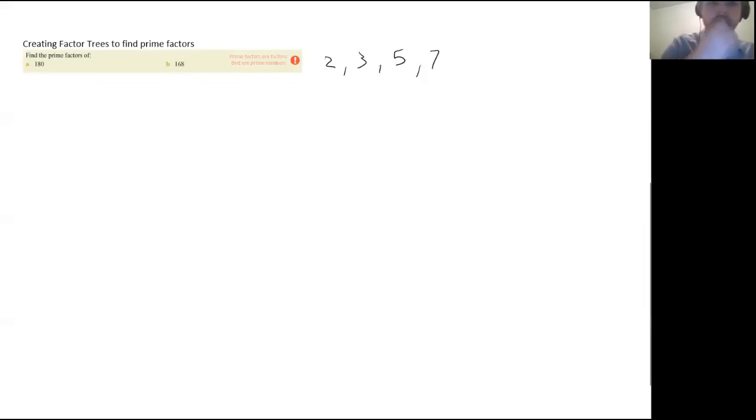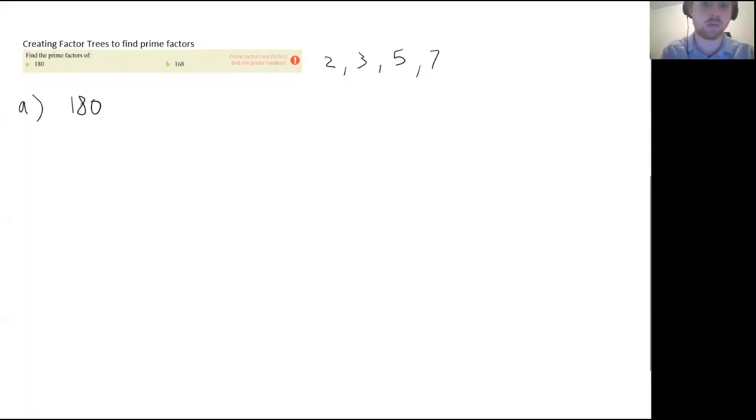So find the prime factors of 180. Okay, we're going to write 180. What we're going to do is split it up in factor pairs. Now, the way I like to work through this is I think of the smallest possible prime number and I think, can I divide the number we're talking about by that smallest possible prime number?